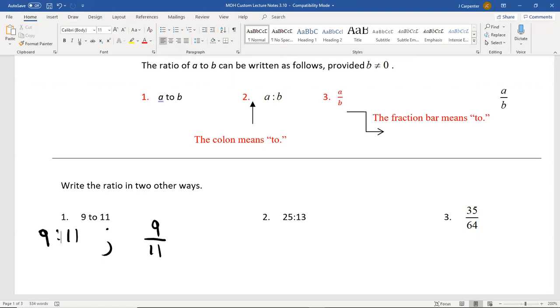For problem 2, they gave us the colon version, so we need to write the word version, 25, the word to, spelled correctly, and then 13. And then we need to write the fraction version, 25 on top, 13 on bottom. How do I know which one goes top, which one goes bottom? The first goes top, the second goes bottom. Easy peasy.